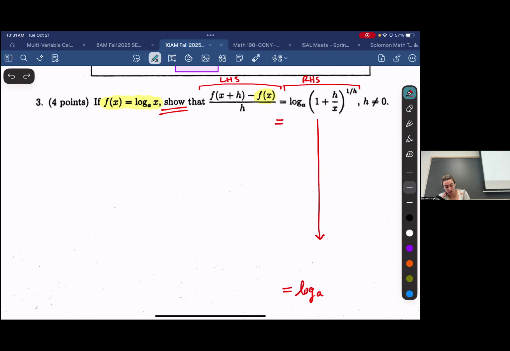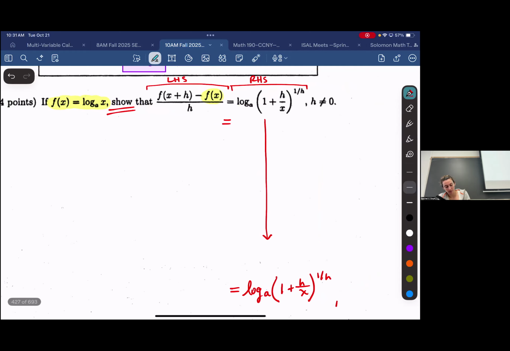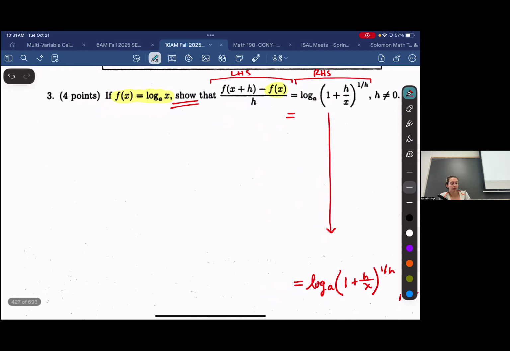So honestly, I'm just going to rewrite that right-hand side for the last part. Okay. That left-hand side we can manipulate. Our f of x plus h is what, Rahik? What is our f of x plus h?